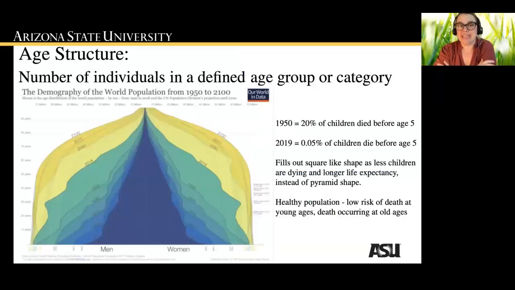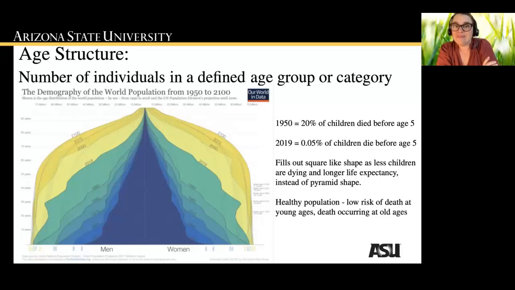Another thing we look at is age structure, and this is a little more challenging to understand. Some of the graphs look like pyramid graphs. That's very traditional when we look at the pre-modern world, and even the early 1800s and 1900s, we can see a lot of those pyramid style graphs. In 1950, about 20% of children were still dying before age 5 worldwide, where today 0.05% of children are dying before age 5.